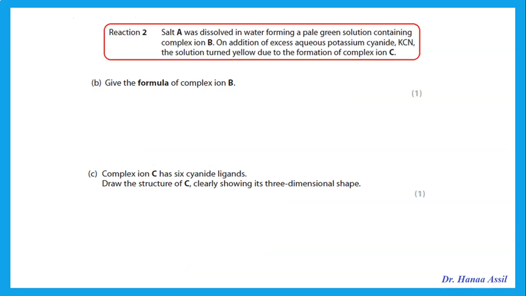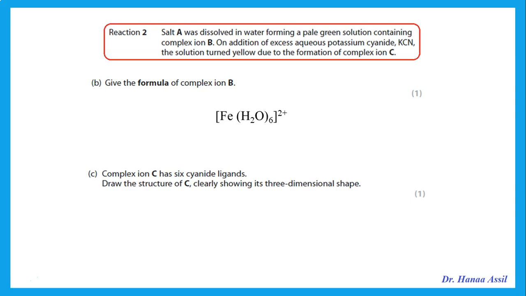Then the next part of the question says this salt A, which we decided is iron 2 chloride, was dissolved in water, forming a pale green solution containing a complex ion B. Okay, if we have iron 2 chloride and I dissolve it in water, I end up with the iron 2 complex with 6 water. This is what we form when we dissolve the metal ion in water. So it's Fe(H2O)6, and this is iron 2, so the overall charge on the complex is 2+, since each water does not have a charge.